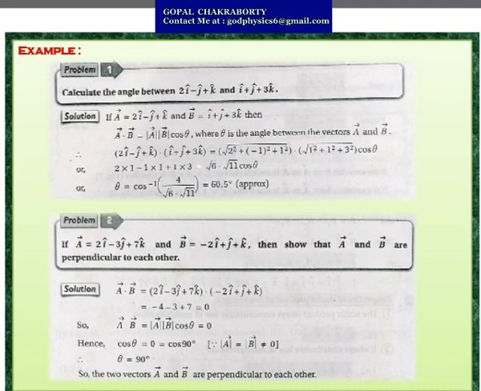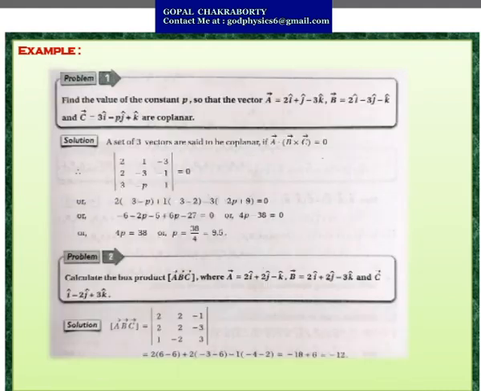So calculating this a dot b, that will give you minus 4 minus 3 plus 7 equals 0, which means cos theta value must be 0. So theta equals 90 degrees, which proves A and B vectors are perpendicular to each other.